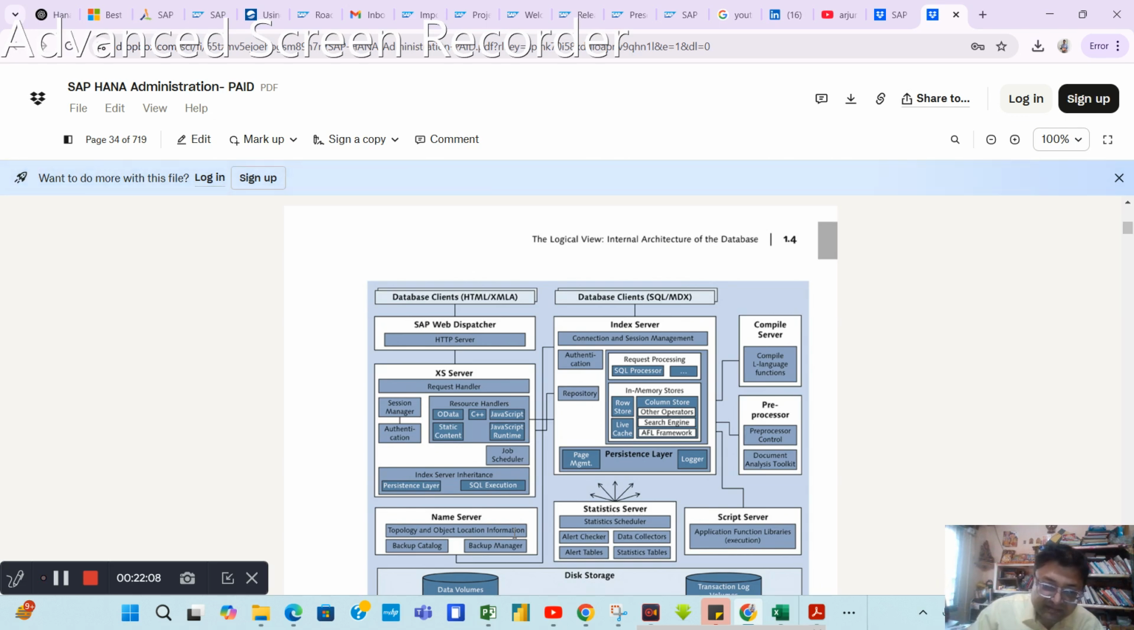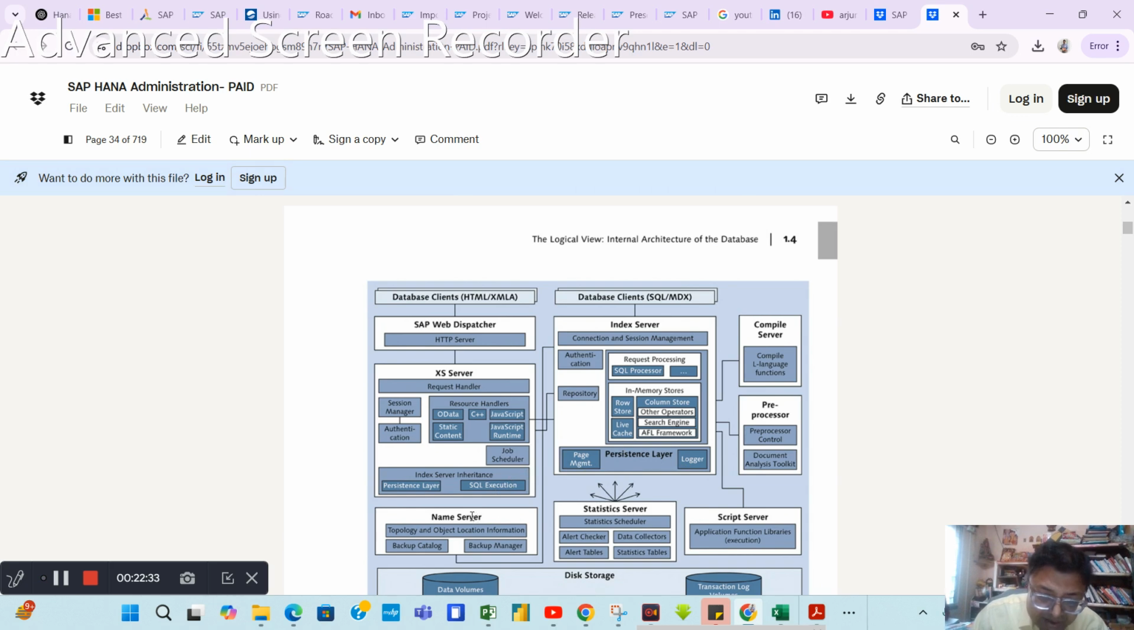The index server's persistence layer is to bring back data. Okay, we will check what persistence is. The SQL system, and the access server also has a persistence system. The index server's persistence layer is here also. This is used for page management and the logger.